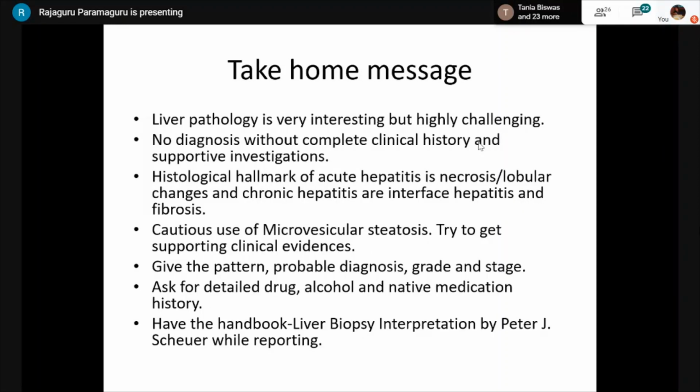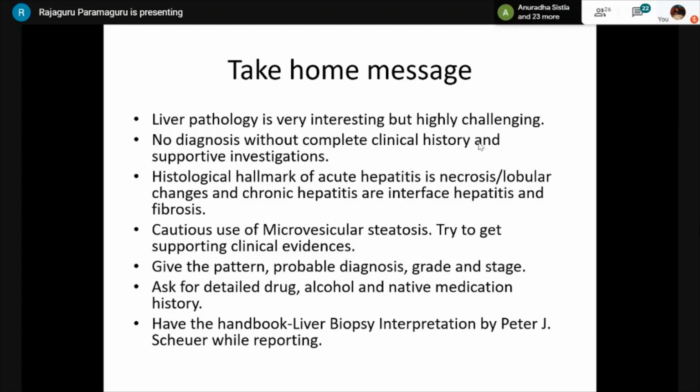So the take-home message is this: it is very interesting and definitely challenging. For acute hepatitis, the histological hallmark will be necrosis and lobular changes. For chronic hepatitis, it will be interface hepatitis and fibrosis. Be cautious while interpreting microvesicular steatosis. Try to get a convincing clinical history, whether it's alcohol or some other cause like fatty liver of pregnancy, Reye's syndrome, maybe nowadays you don't see that, or some other drug-induced cause.